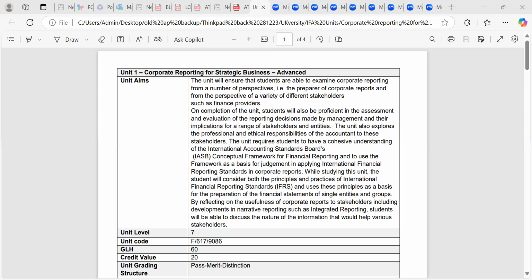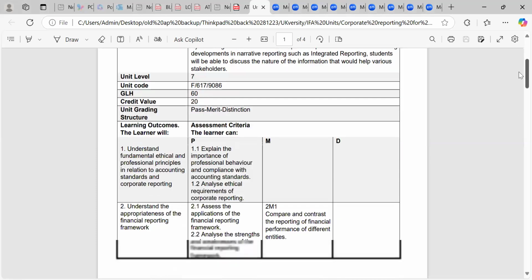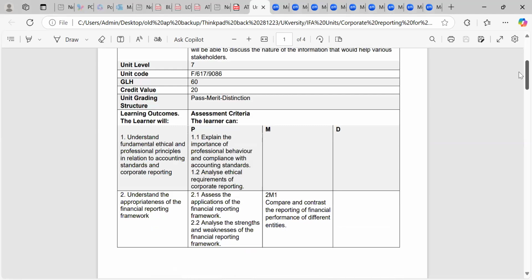So we're looking at unit one, corporate reporting for strategic business, and this unit is really about enabling students to examine corporate reporting from a number of perspectives. Through this unit we'll discuss various accounting standards, the International Financial Reporting Standards, the International Accounting Standards Board, and how we can prepare the financial statements. We have learning outcome one today, which is to understand the fundamental ethical and professional principles in relation to accounting standards.